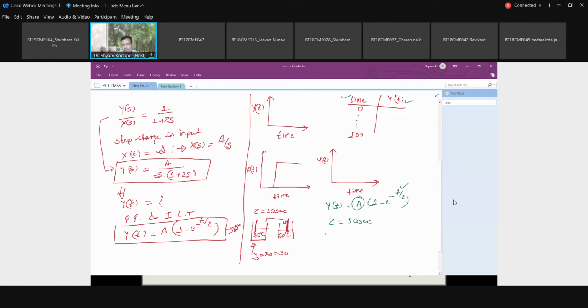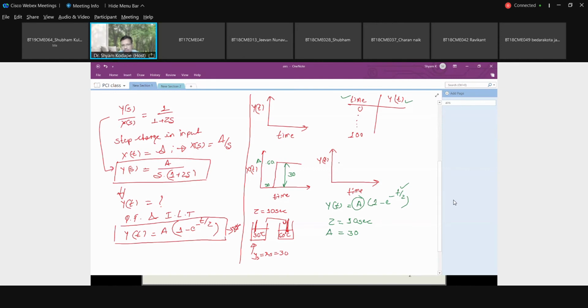And what is A? A is this magnitude. This is the A. It is 60 here and 30 is the initial value. So 60 minus 30 will be 30, a magnitude of 30. Is this okay? So plot the graph.